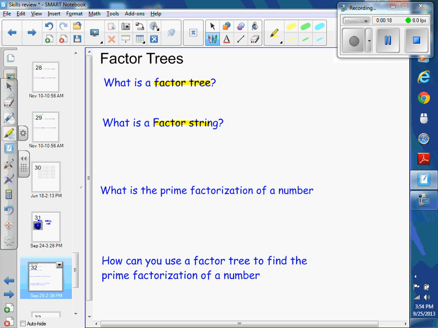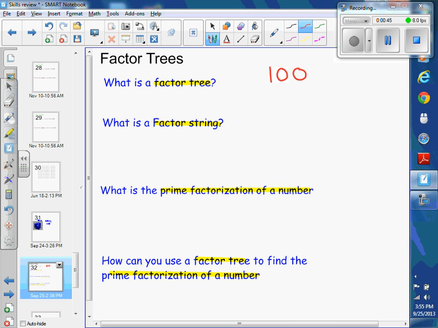You should also know what a factor string is. You will be able to find the prime factorization of a number. And you should also be able to use a factor tree to find the prime factorization of a number. So we're going to start with the number 100. You can make a factor tree for any number. We're going to use 100 as an example.